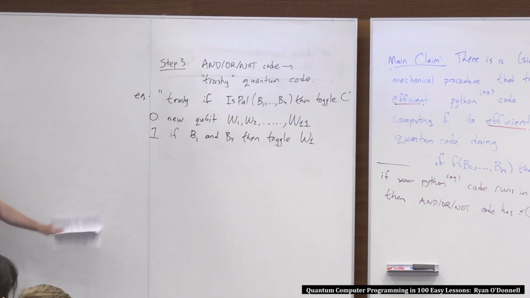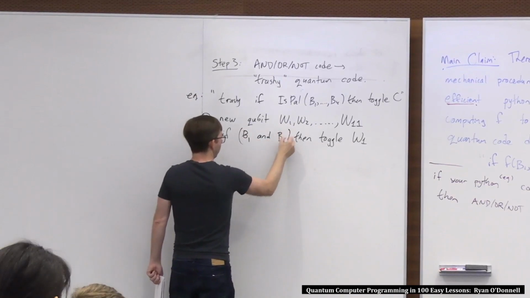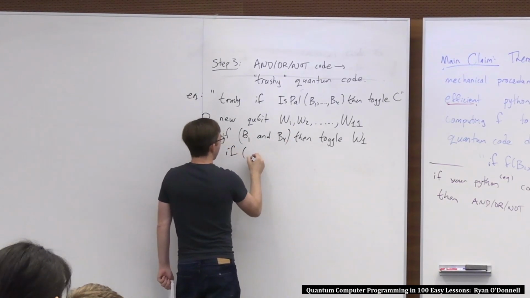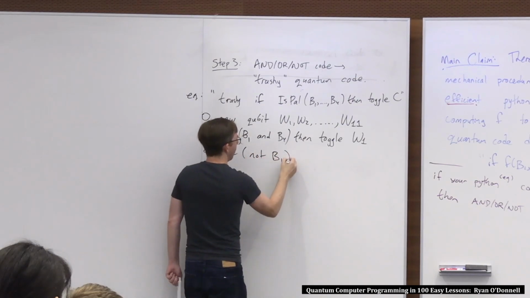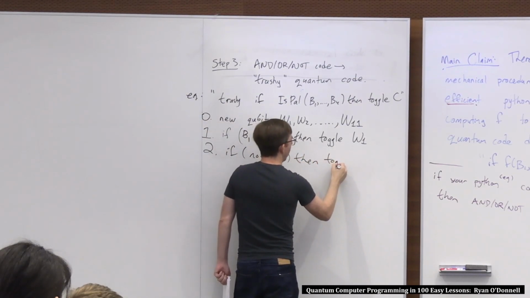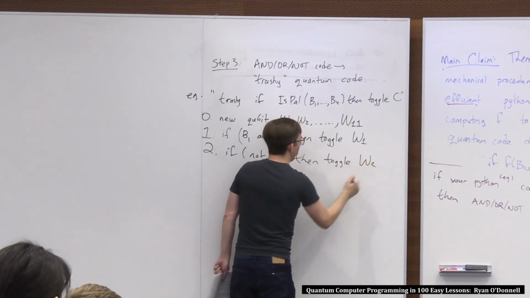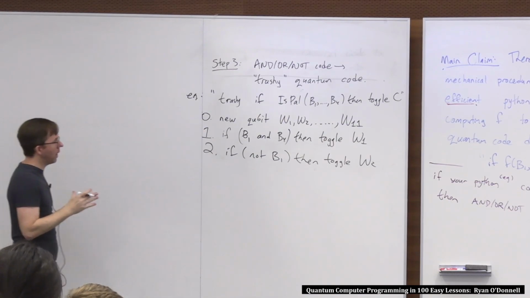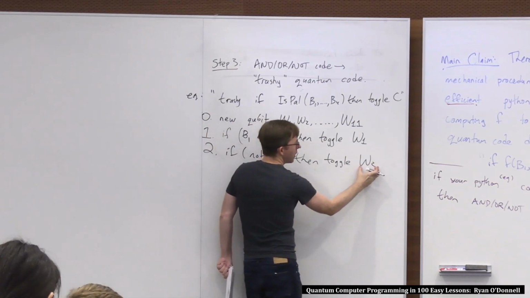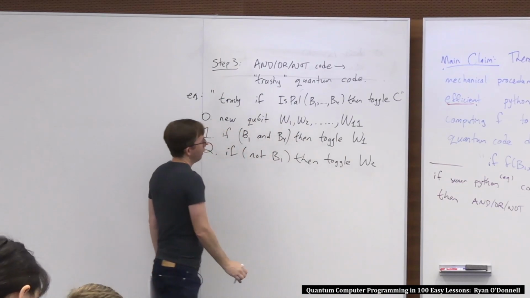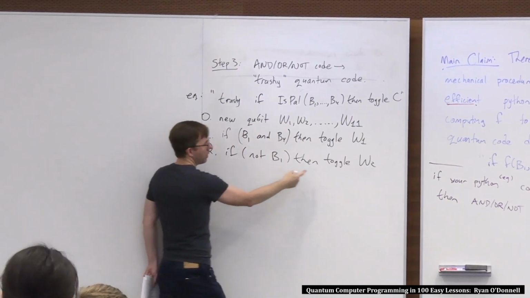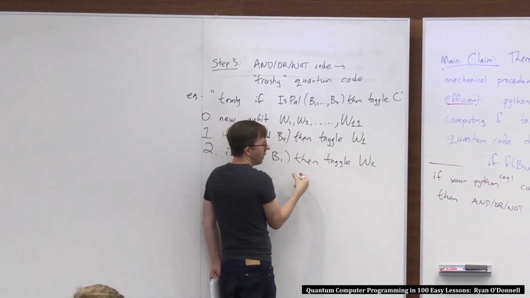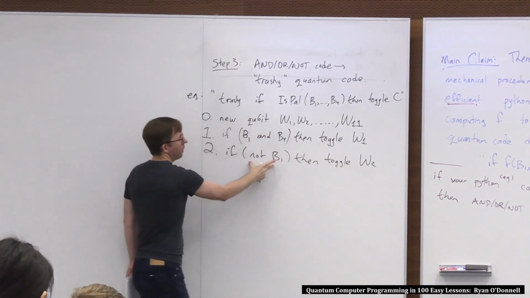And this is a valid quantum instruction. This is our old friend. In line 2, similarly, we have not B1. So we'd say, if not B1, then toggle W2. Again, it's not quite the same as line 2 over there, but if you're only worried about bit values and you know that W2 is 0 coming in, then this instruction, which toggles W2 if not B1 is true, is simply the same as setting W2 to the not of B1.